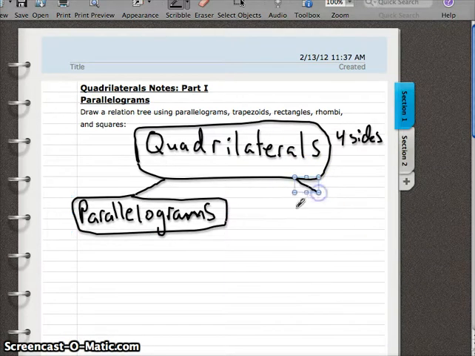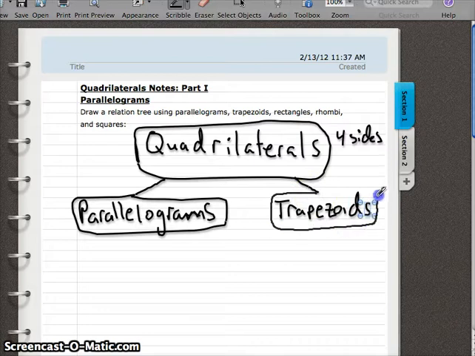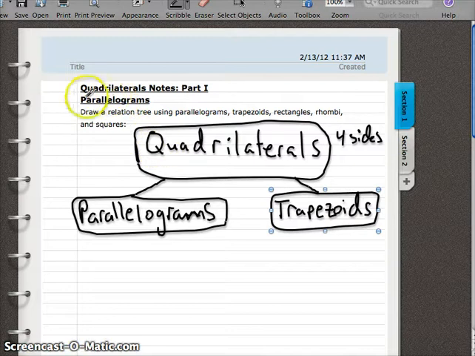For example, we're going to be talking about trapezoids a little later on. A trapezoid is a quadrilateral. It has four sides, but it is not a parallelogram. We'll talk about some other types of trapezoids later on. What we're going to be dealing with today, though, is this family of parallelograms. So what does it mean to be a parallelogram?